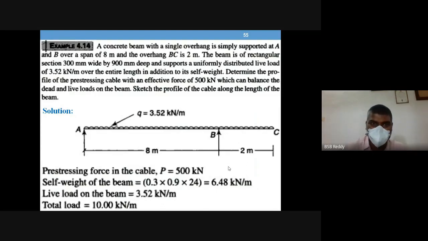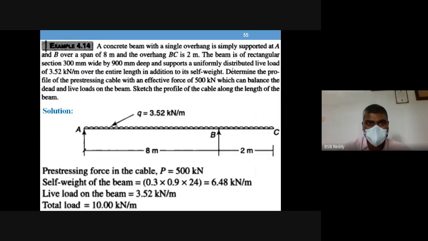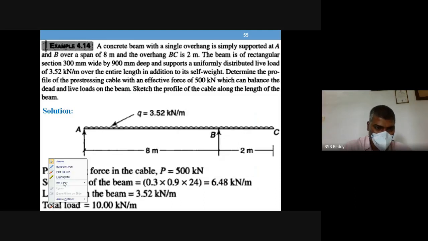So let us see the load balancing concept that we have been discussing for the last few sessions. In this session we will see some more examples, and we will close this load balancing concept in this session, right? So let us see how this can be solved.